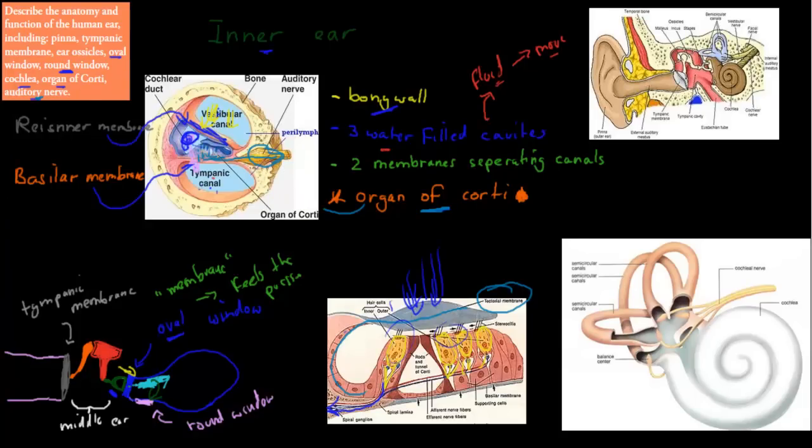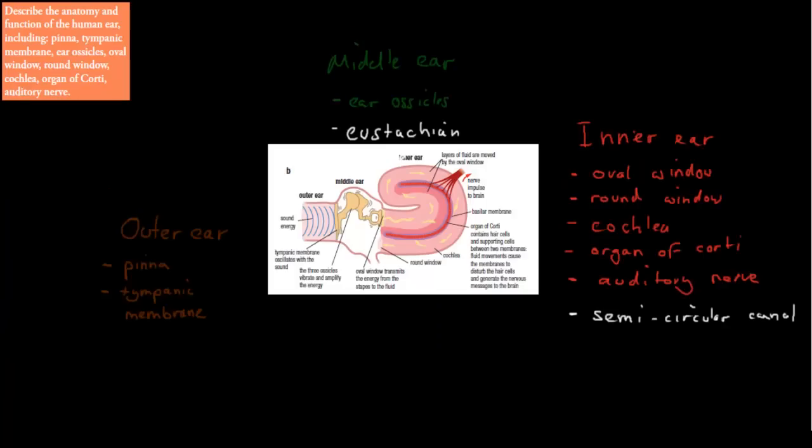I'm going to cover all of it again really quickly. The next video will also summarize it all again as well. Right, so the outer ear is the pinna and the tympanic membrane. The pinna is not the earlobe, but the funnel shape that makes sure sound can enter. We've got the tympanic membrane, which is the thing that will move when sound hits it.